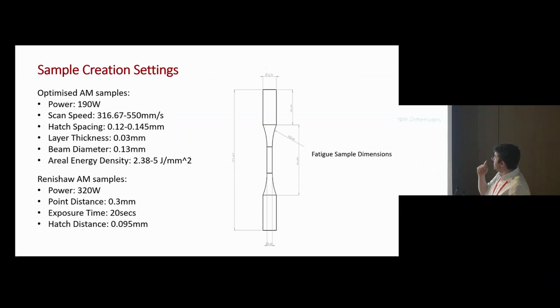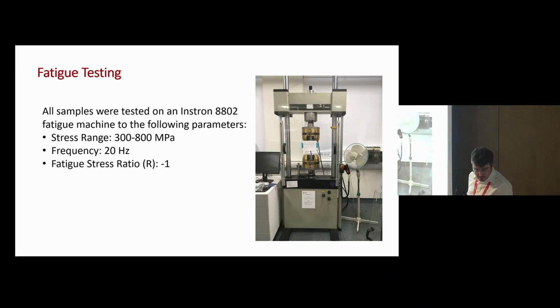Anyway, so, these are the fatigue samples I'm dealing with. You can see some of the settings there, and the Renishaw ones are pulse lasers, so they're a little bit different, but you can see the settings that they've been created under. And so I'm doing a stress range of 300 to 800 megapascals, depending on the samples, frequency of 20 Hz, and an R ratio of -1.